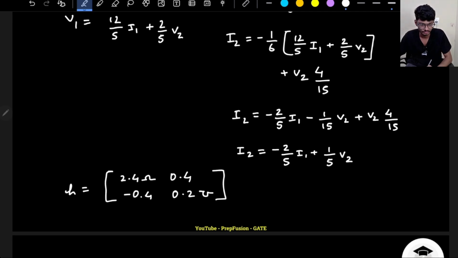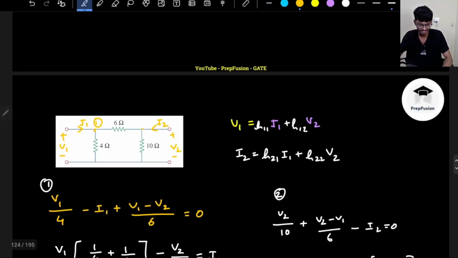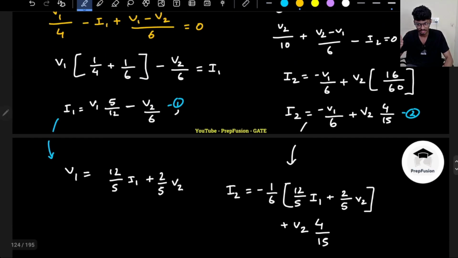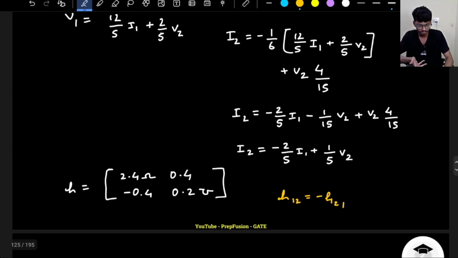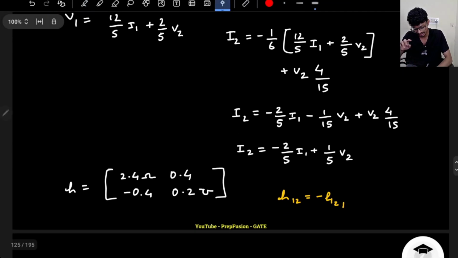S, you can get confused with S. So what do you notice? I notice my H12 is equal to minus H21. Of course this was the condition for reciprocity, and we have already proved that a simple resistive network is always reciprocal no matter what. So this is true as well. It is reciprocal.